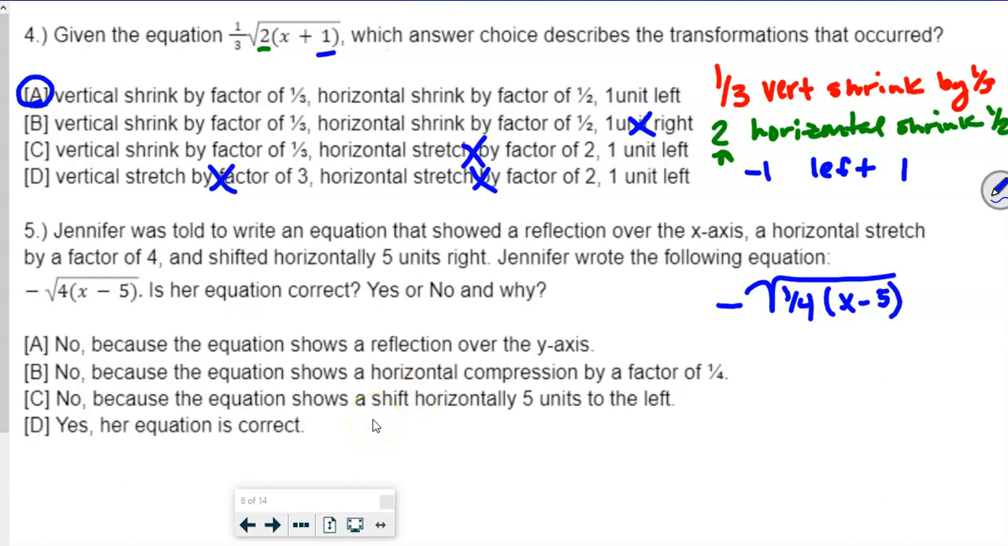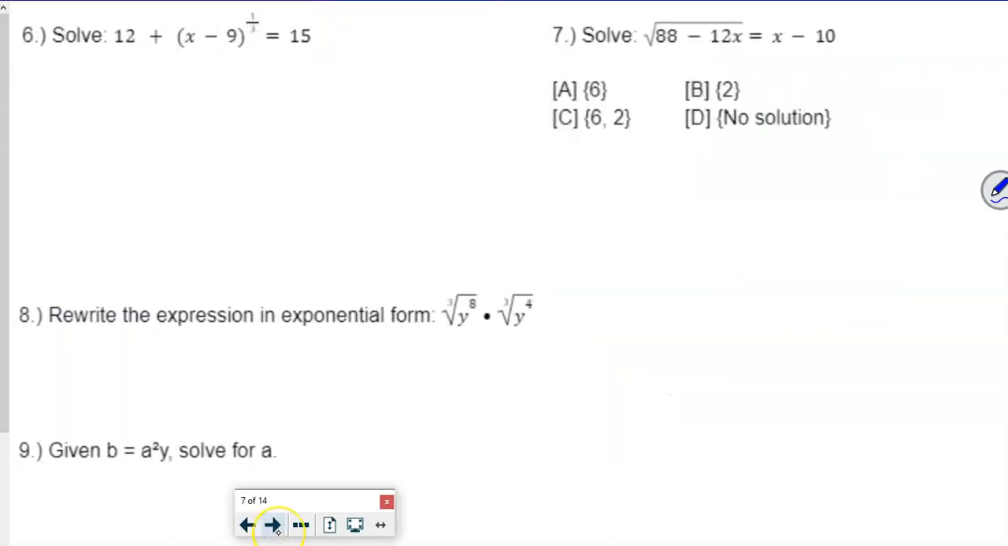So the first one says, is this the same equation that's written right here? Well, obviously the answer is no. So it says no because the equation shows a reflection over the y-axis. That's not true. So it's not that one. No, because the equation shows a horizontal compression by a factor of 1/4. That's true, right? Because you all notice what's different? That's different than what I have over here, right? No, because the equation shows a shift horizontally 5 units. So that's not true either. And obviously it's not yes. Okay, so I do that just to ensure that my answer was correct, okay?